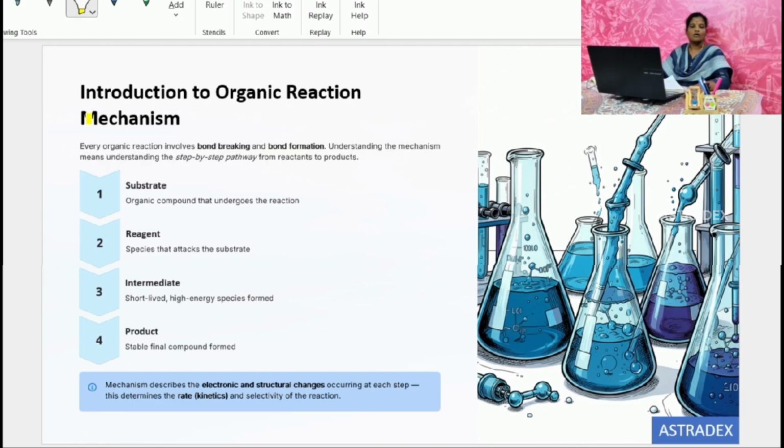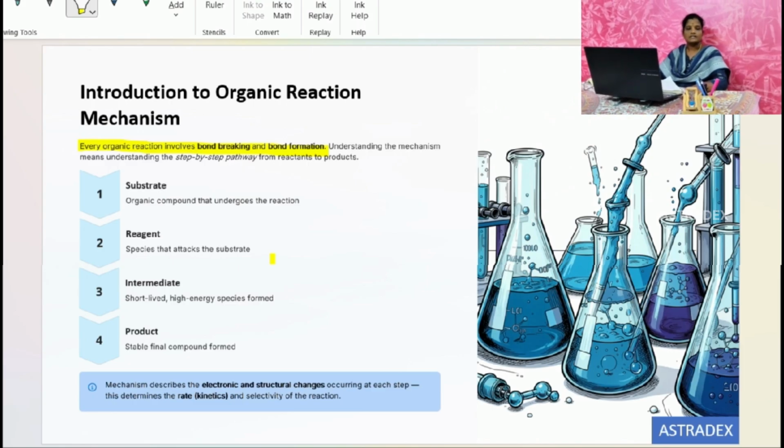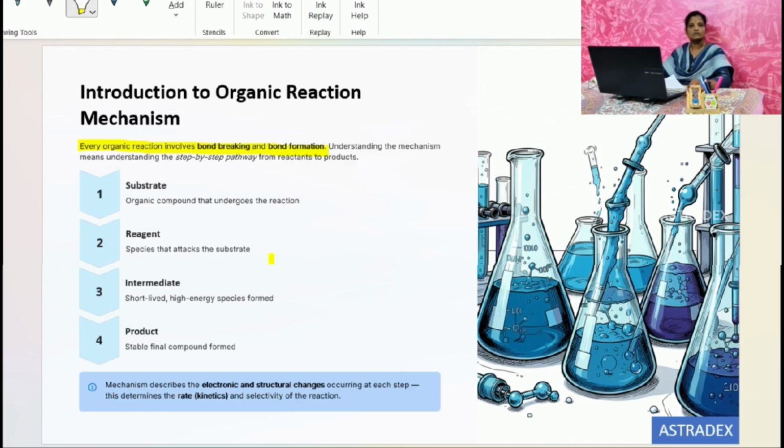Every organic reaction involves bond breaking and bond formation. This is a simple question often asked by a teacher: what is a chemical reaction? You will answer that a substance is converted to a new substance, which means a chemical reaction has taken place. So if I take an organic compound, the bond which is initially present breaks off once a reaction takes place, and a new bond is formed.